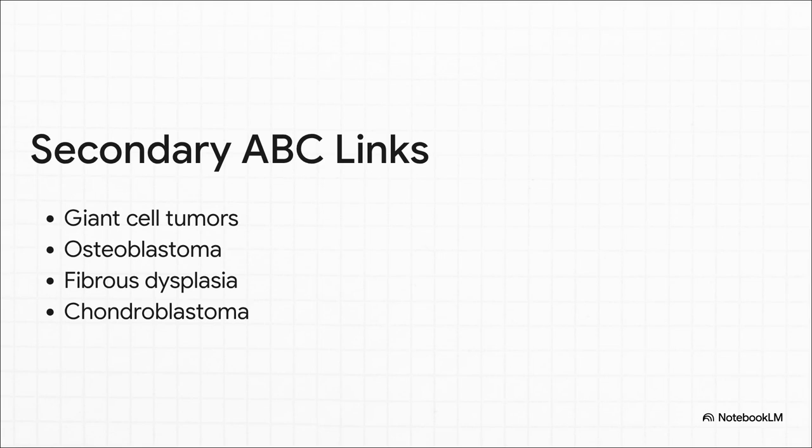A secondary ABC isn't the real villain. It's just a symptom. It's a signpost pointing to another underlying issue, like a giant cell tumor or a condition called fibrous dysplasia. So spotting the ABC is just step one. The real detective work is figuring out if something else caused it.